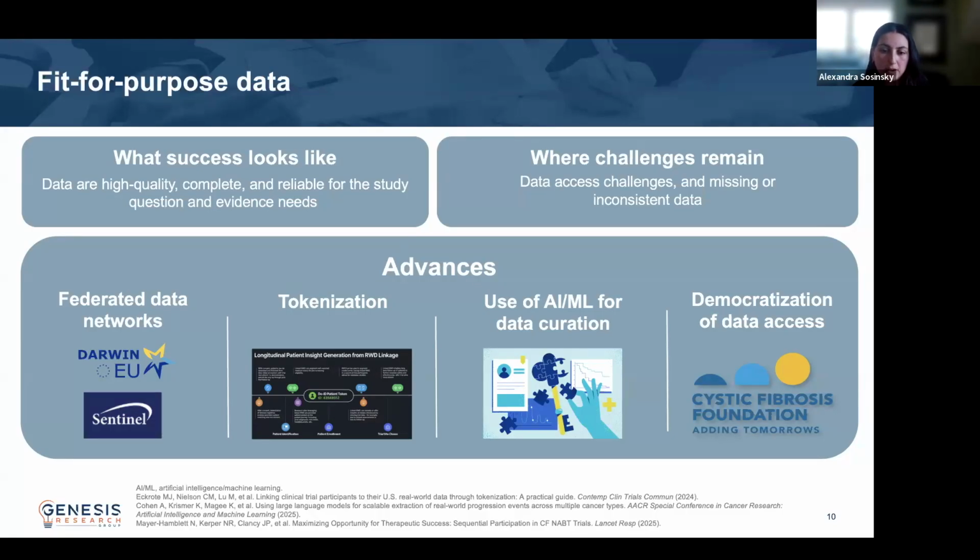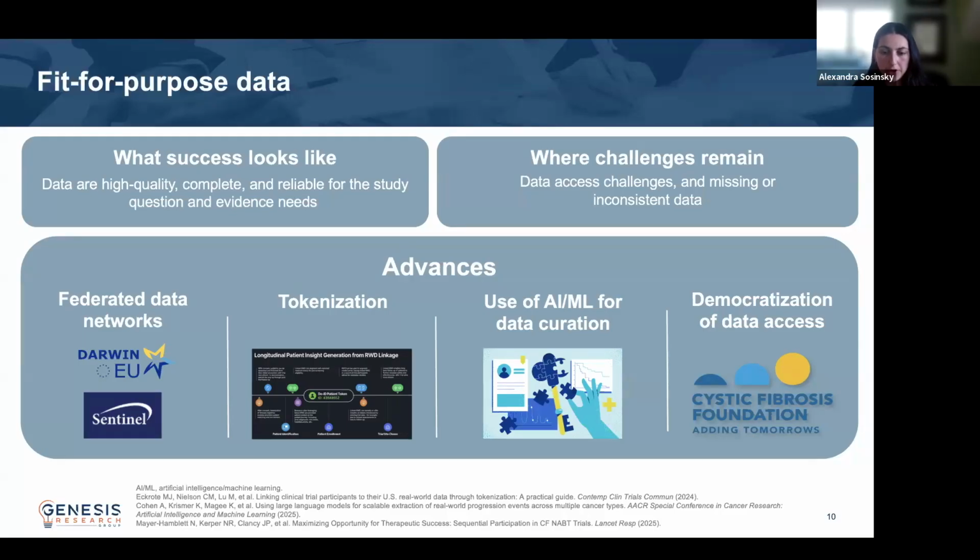Federated data networks like Darwin, highlighted in the EU's real-world evidence framework, and Sentinel in the US, allow researchers to analyze data from multiple sources without moving or sharing raw patient data. This approach helps address privacy concerns while still enabling robust evidence generation. For ECAs specifically, a federated approach can also result in enhanced sample size and generalizability.